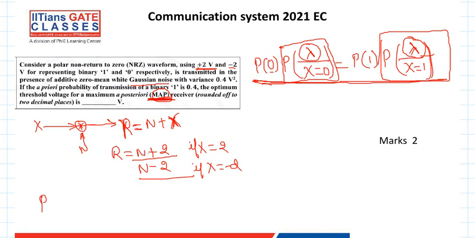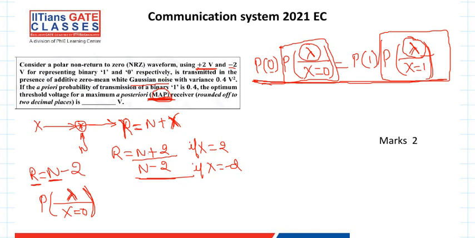So when you are sending 0, we need to find out what is the PDF of the received signal. When you are sending 0, it means that you are sending minus 2 in terms of voltage, and you will receive n minus 2. So at the receiver, you will receive R equal to n minus 2. Now, since n is a random number, R will also be a random number. Only the thing is that it will get shifted by minus 2.